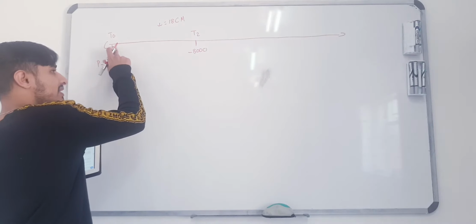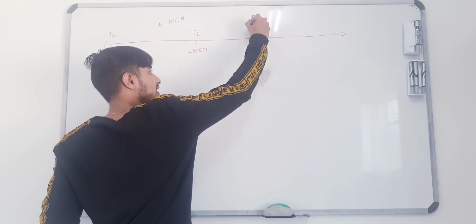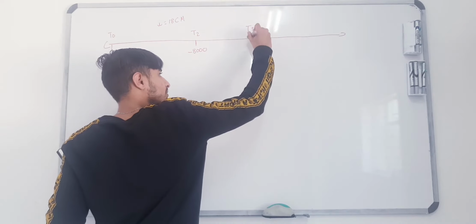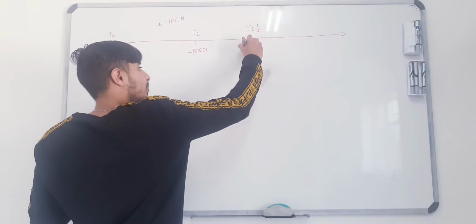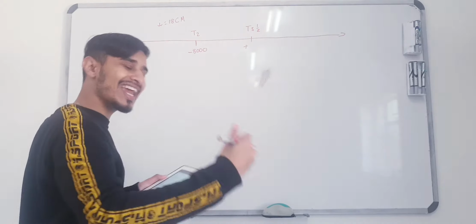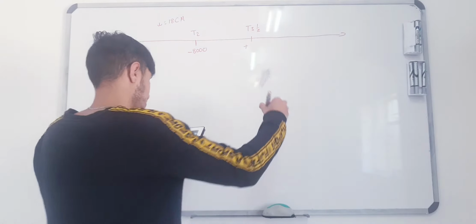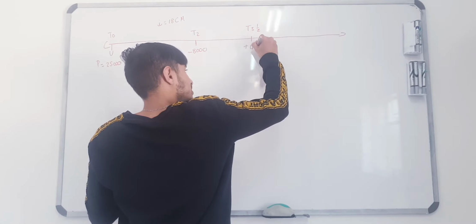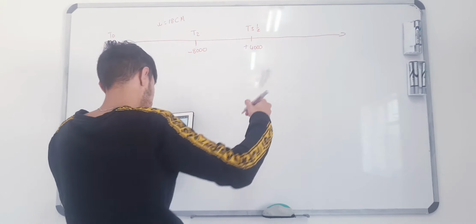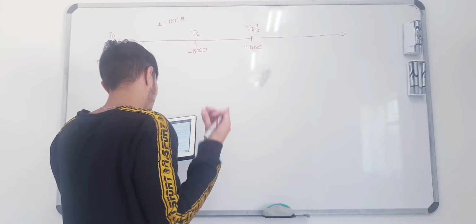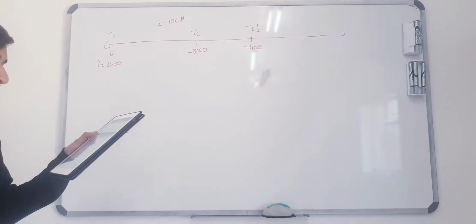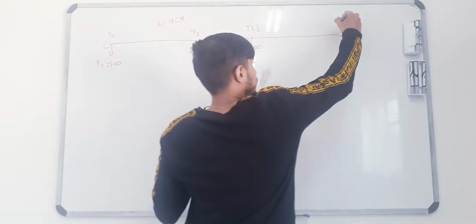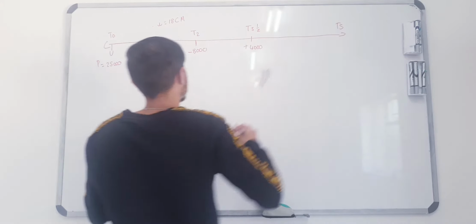So let's go. Here's my initial. 3.5 years will be somewhere here. And she deposits another. So that means she adds another what, youngsters? Another 4,000 in the account. Then it says, what amount will Mary have after 5 years? So the total number of years is working to T5.